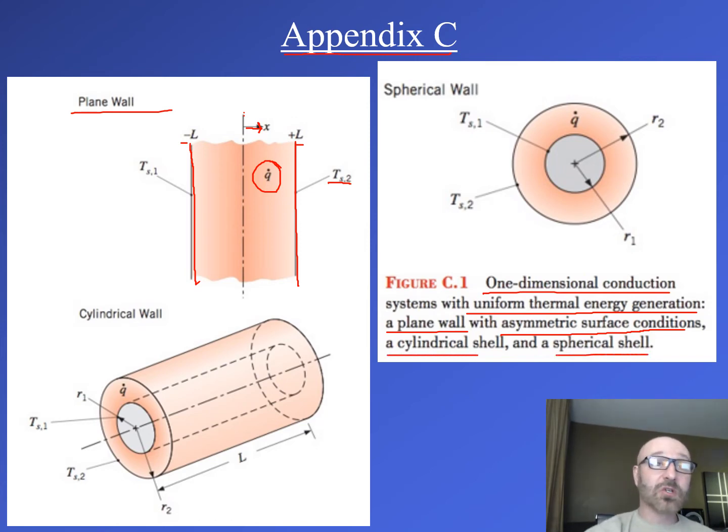So when we look at the cylindrical wall over here, what do we see? Well, now we have this length L over here. We still have the center axis going all the way through this guy.